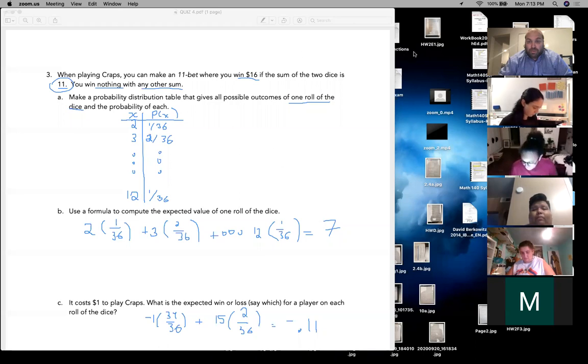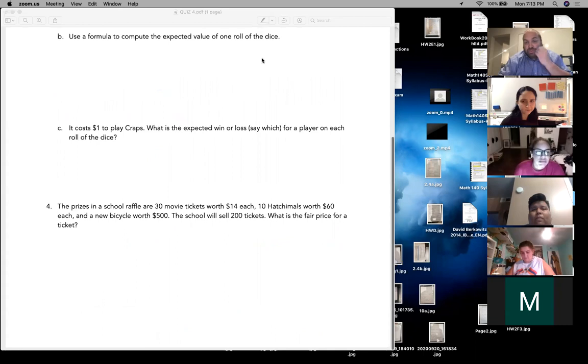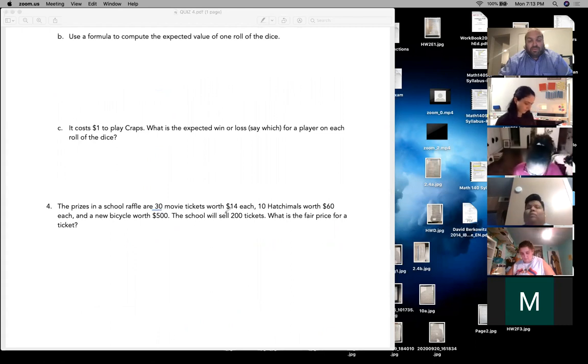So let's clear everything and go to the second question. It says, the prizes in a school raffle are 30 movie tickets for $14 each, 10 Hatchimals, whatever those are, for $60 each, and a new bicycle worth $500. And the school's going to sell 200 tickets. What's the fair price for a ticket?